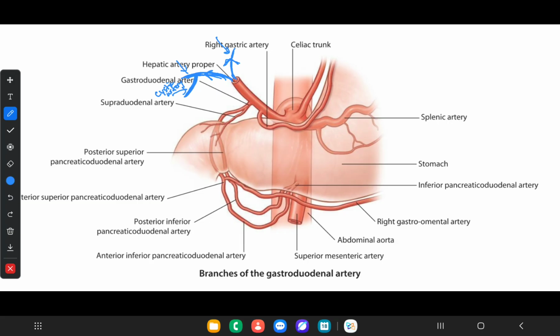Now you know about the left gastric artery and the common hepatic artery, the two branches of the celiac trunk. Then the third branch is the splenic artery. This is the splenic artery, and it is the largest branch. You have to remember that it is the largest branch of the celiac trunk. You can see it has a tortuous course. Like this, it has a tortuous course.